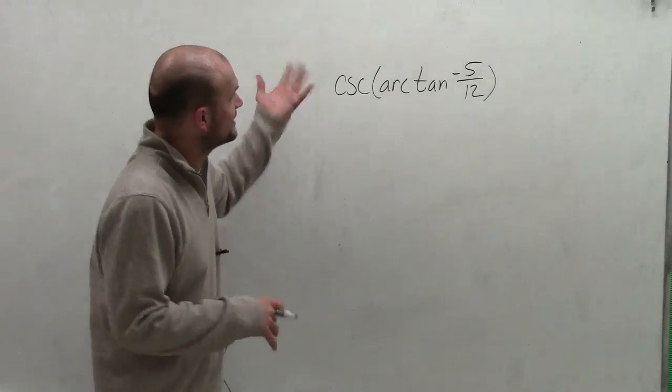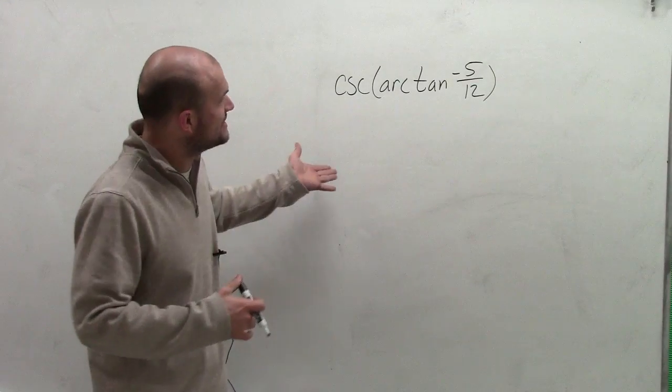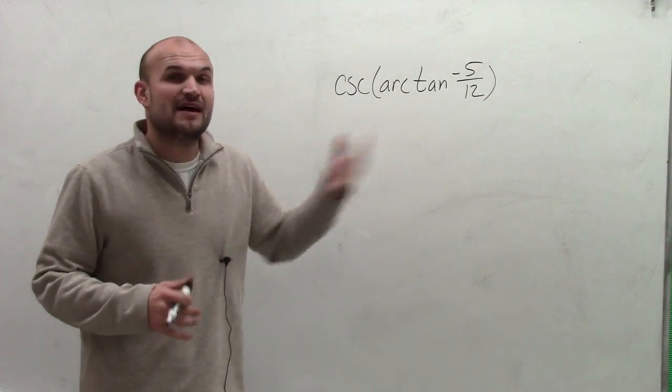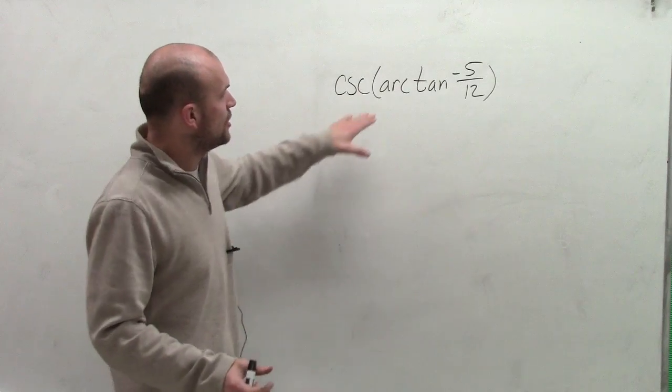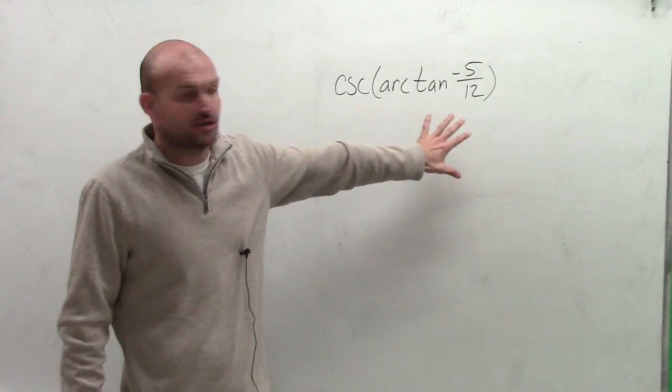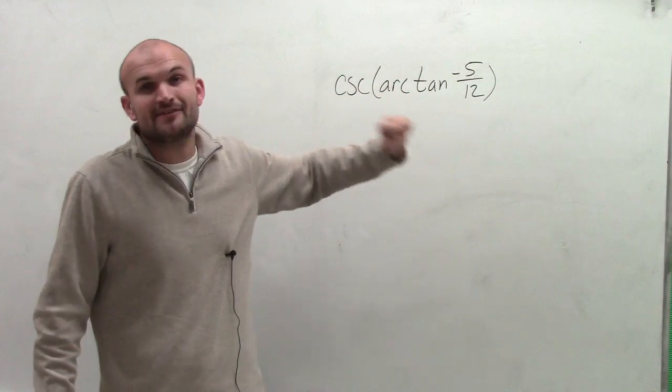Welcome. What I'd like to do is show you how to evaluate the cosecant of arctangent of -5 over 12 by using right triangles. First of all, we need to look at the innermost function. Here we have arctangent of -5 over 12.